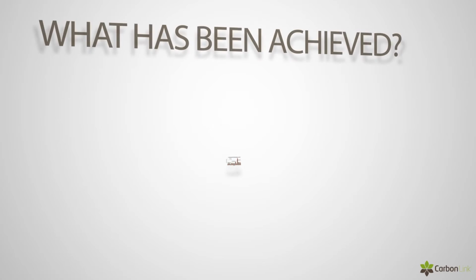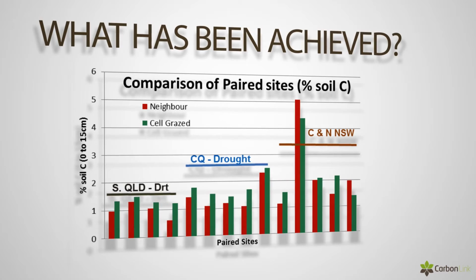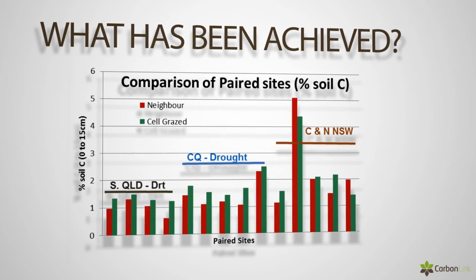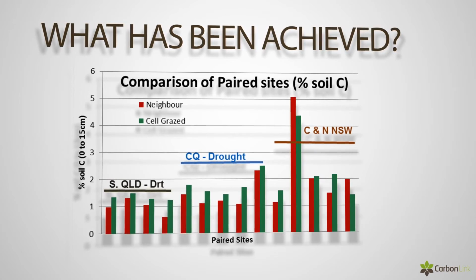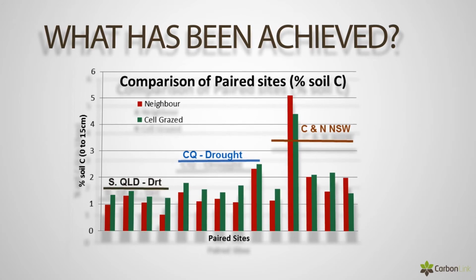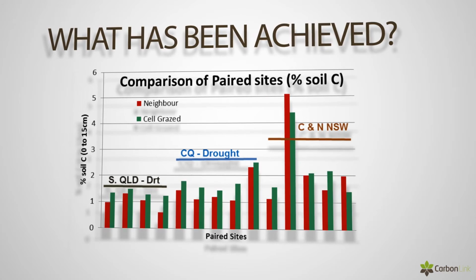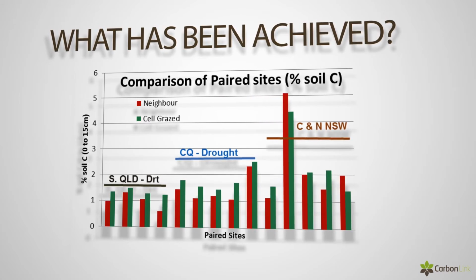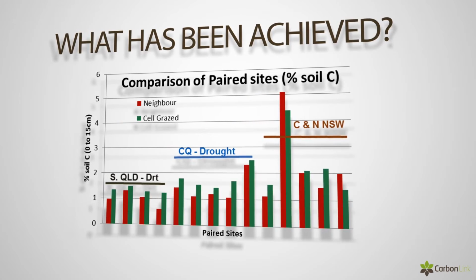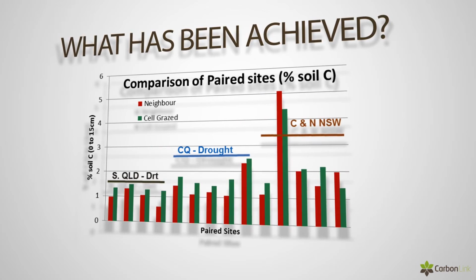And a few results from Queensland and New South Wales in Australia indicate that where we've compared cell graze properties to neighbours, where the cell graze properties have been grazed effectively for 10 years or more, we find a useful change in the soil carbon content. In fact, the average of all of those sites, which were incidentally sampled during a drought, the average change in soil organic carbon is 0.4% over 10 years, which doesn't sound like a lot, but economically it's a significant amount.